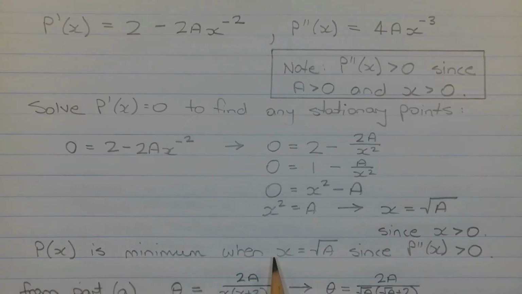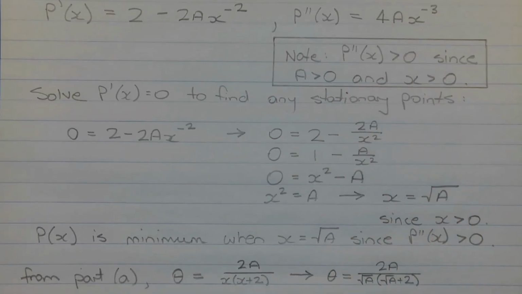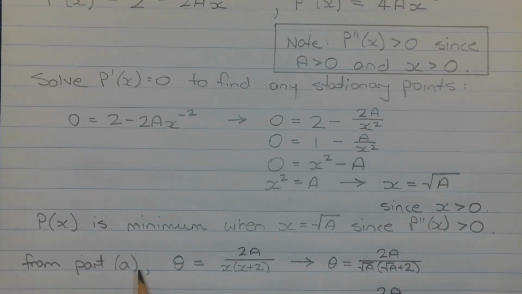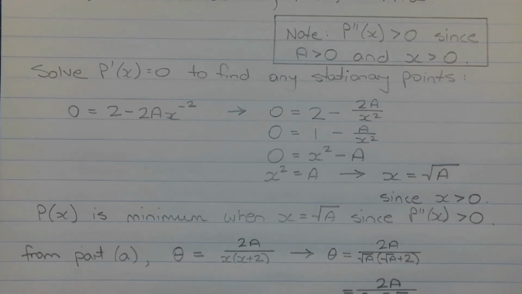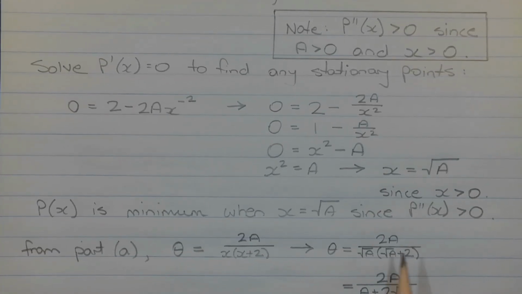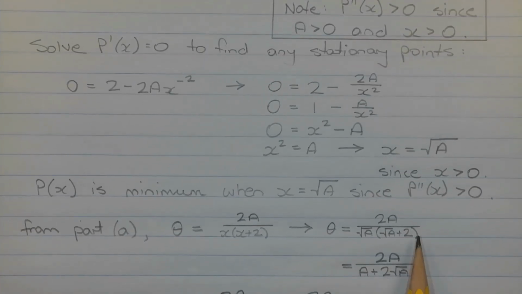Now p of x is a minimum when x is equal to the square root of a, since the second derivative, p double dash of x, is positive as mentioned earlier on. Now from Part A, theta is equal to 2a over x times (x + 2). But we have a value for x now. x is equal to the square root of a. So substituting the square root of a for x, we get theta is equal to 2a over the square root of a times (the square root of a plus 2). Expanding the brackets, we get theta is equal to 2a over a plus 2 times the square root of a.